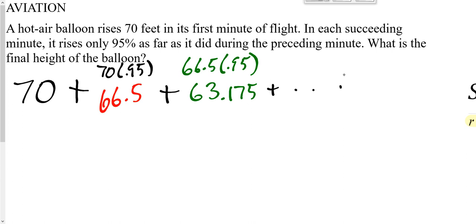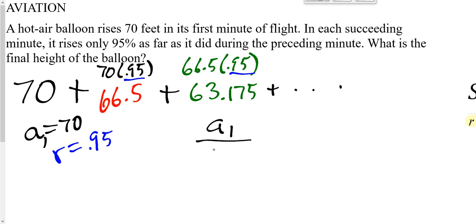Now you'll notice this is an infinite geometric series. Our first term is 70. And didn't you notice that each time we're multiplying by 0.95? So that's your r, which is 0.95. So we can use our formula, your first term over 1 minus r. Our first term is 70 over 1 minus r, which is 0.95.